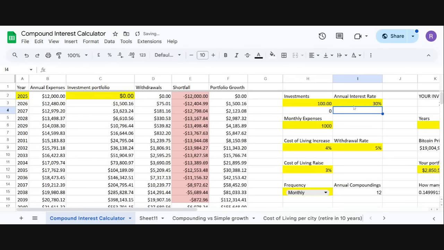Now, keep in mind that all of these numbers are pretty speculative. We don't know what Bitcoin's annual return will be. We don't know what the cost of living increase will be, so we don't know what inflation will be. We have no idea what you'll be willing to withdraw at that point.